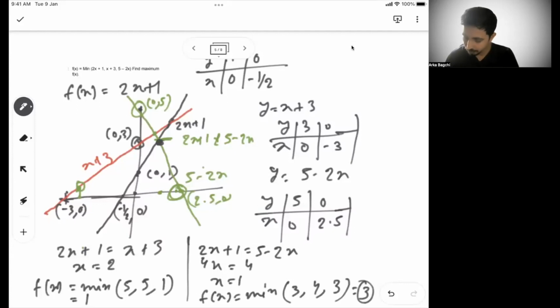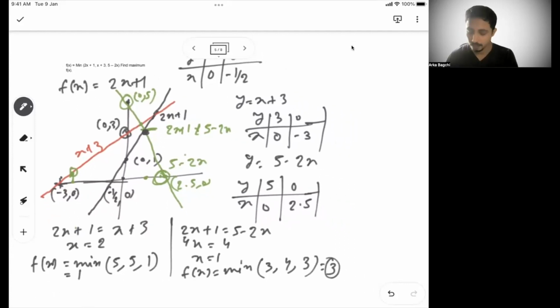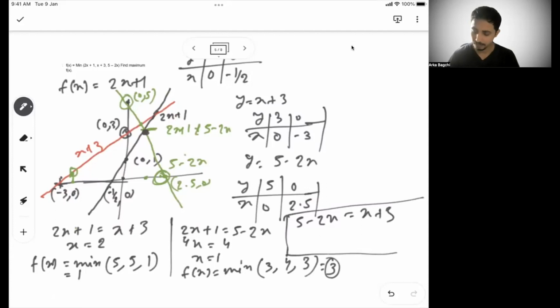Now the last part is if I consider 5 minus 2x is equal to x plus 3. So 5 minus 2x is which line? The green line. And x plus 3 is which line? The red line. The green line and red line cut here. So this is the point I'm looking for. So here 3x is equal to 2. So x is equal to 2 by 3.